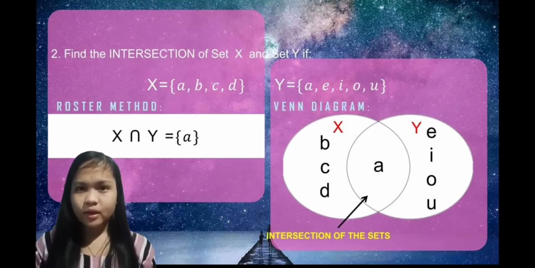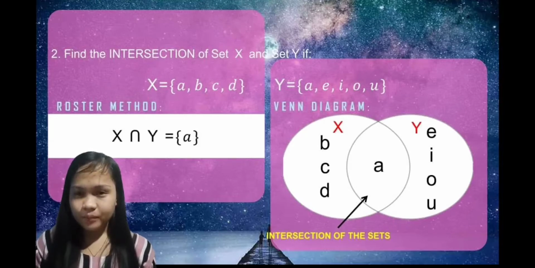Another example of intersection set. Find the intersection of set X and set Y if set X is equal to A, B, C, and D, and the set Y is equal to A, E, I, O, U. The roster method of intersection of sets X and Y is equal to A, kasi yung parehas lang ay A. So, ibig sabihin, meron na tayong one element or cardinality ng intersection, which is equal to A.